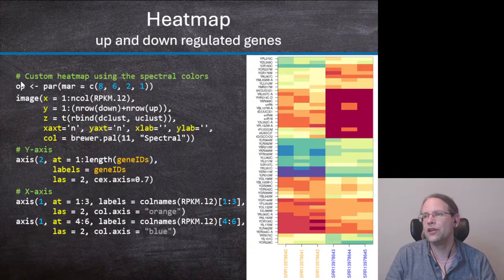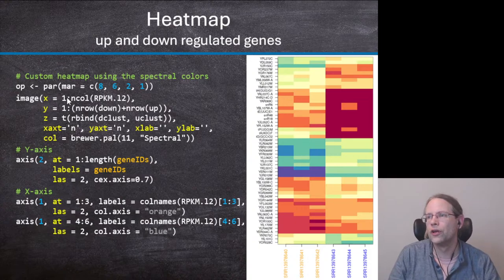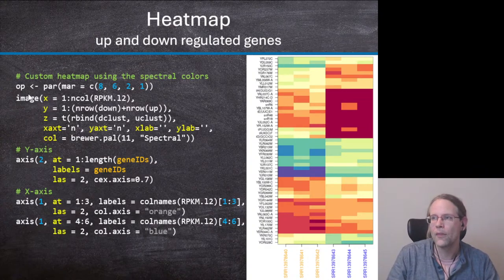So how do we make these? Well, we use spectral colors, but first I'm going to make sure that my margins are okay, because I want to be able to read the names on the bottom. So I'm going to say, give me a little bit more margin at the bottom, and then give me a margin of 6 here so that I can also read the gene names. 2 at the top, 1 at the side, because I don't really care about the top and the other side. So I'm going to say, make an image.